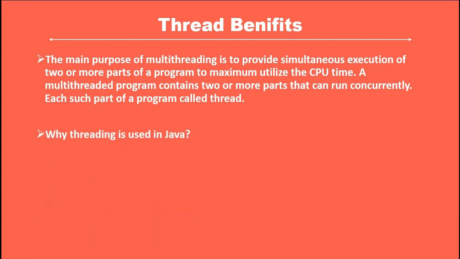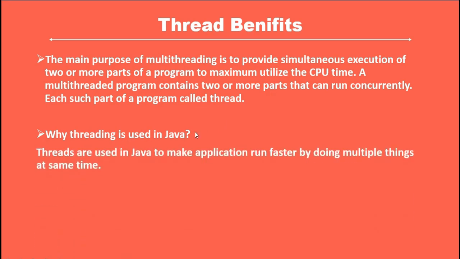So what are the benefits of threads? The main purpose of multithreading is to provide simultaneous execution of 2 or more parts of a program to maximize the utilization of CPU time. A multi-threaded program contains 2 or more parts that can run concurrently, and each part of the program is called a thread. Why are threads used in Java? Threads are used in Java to make applications run faster by doing multiple things at the same time.